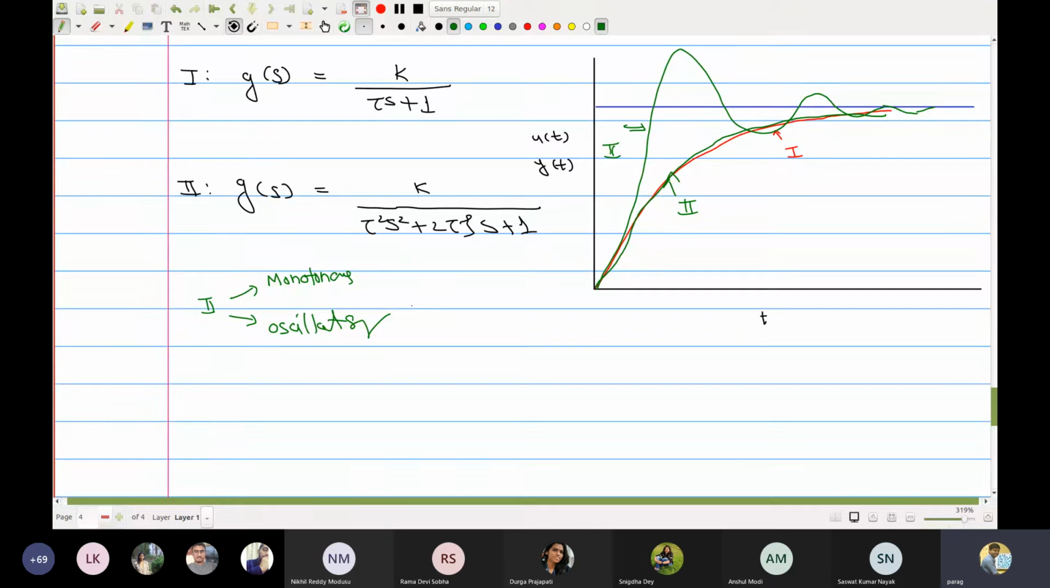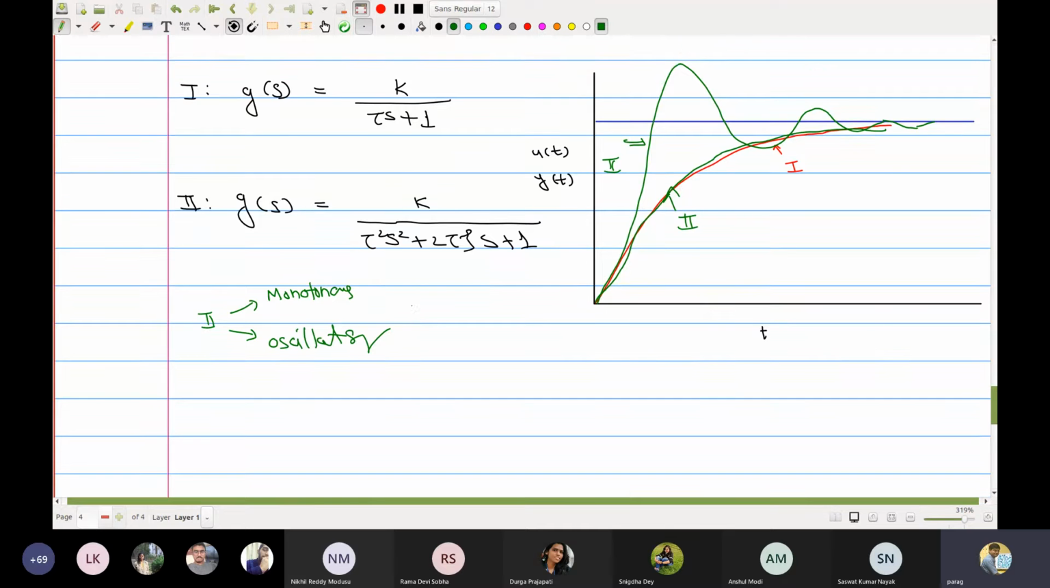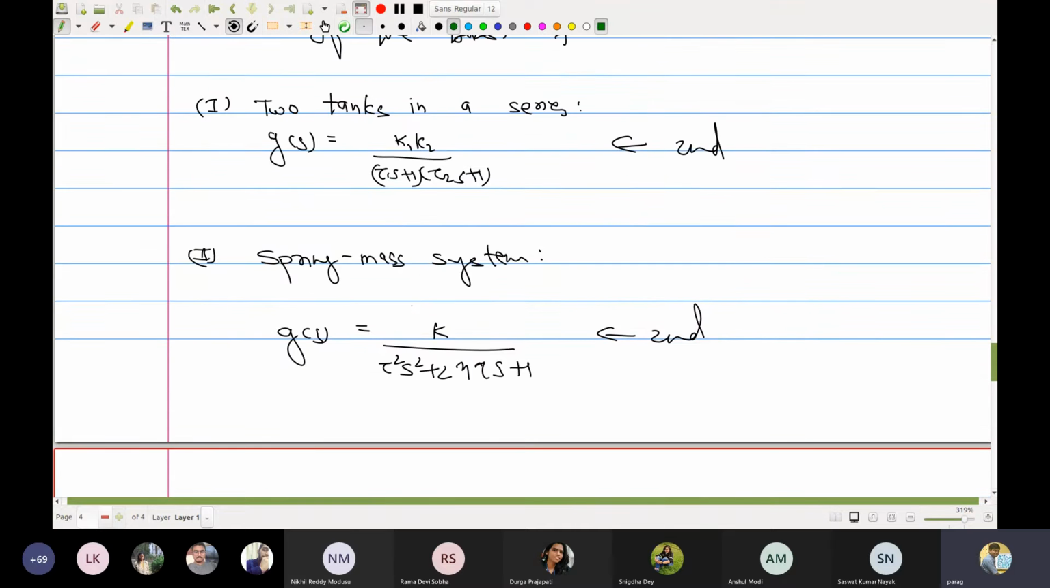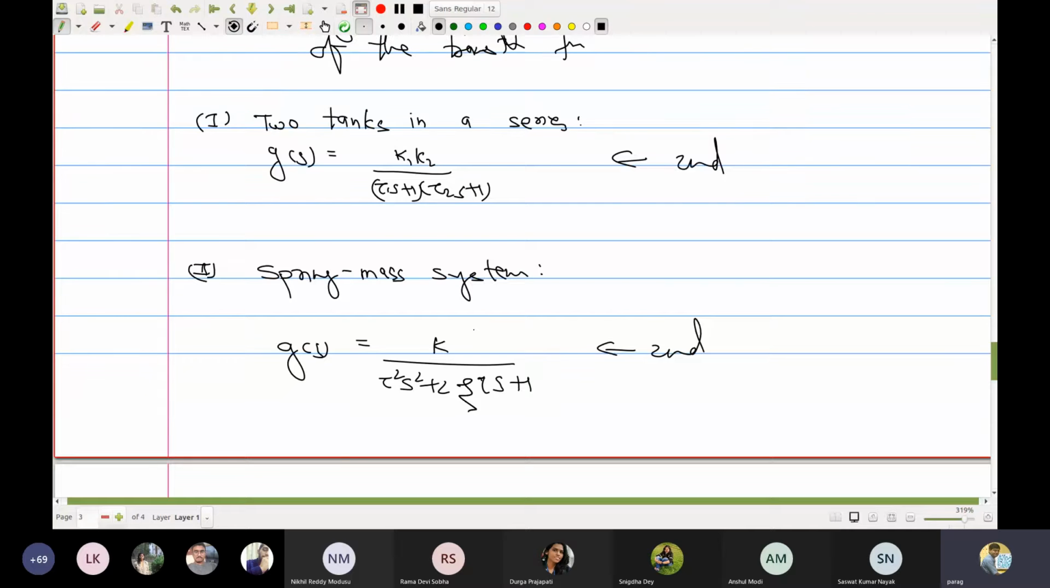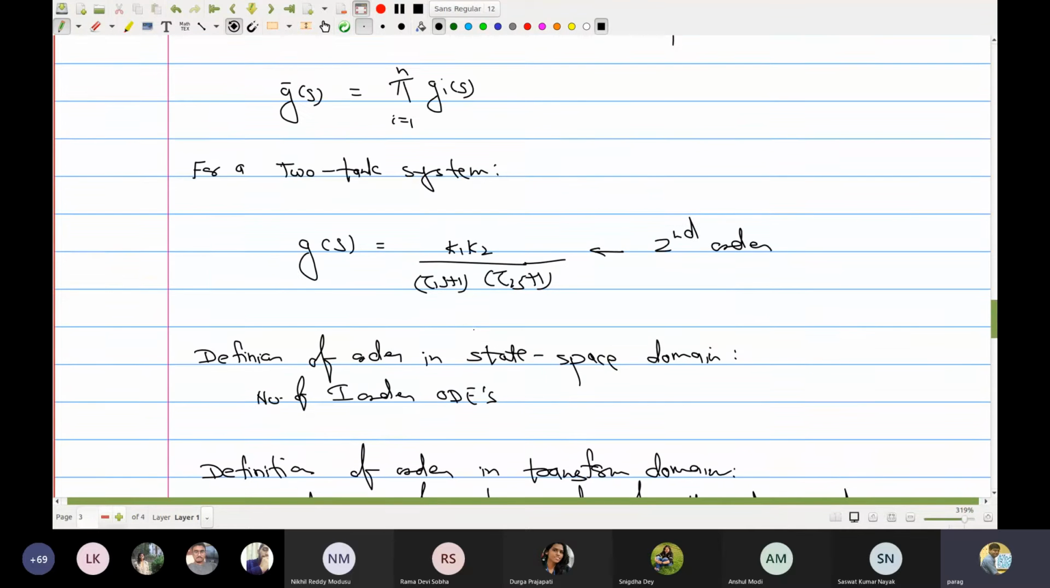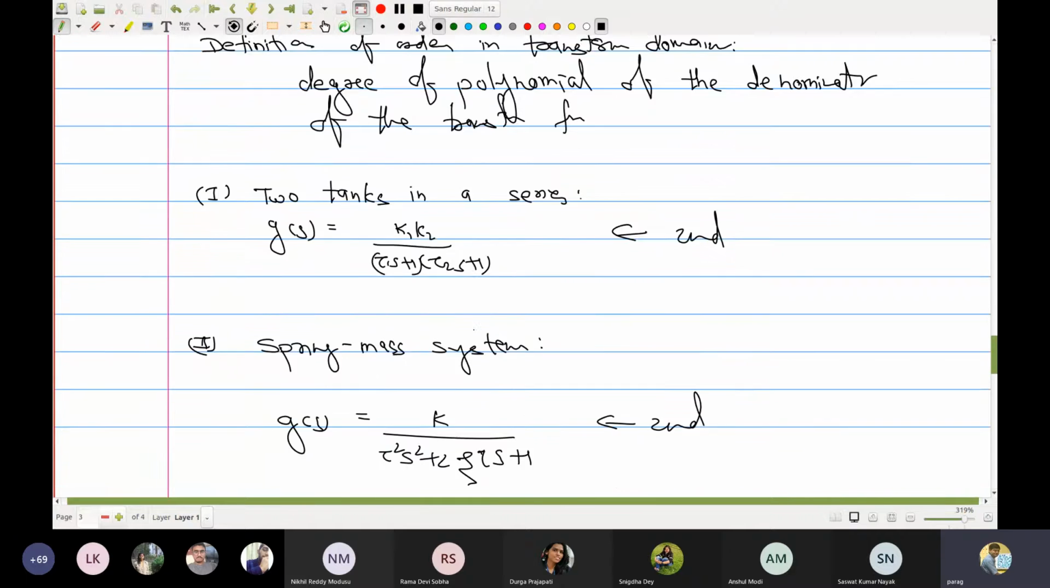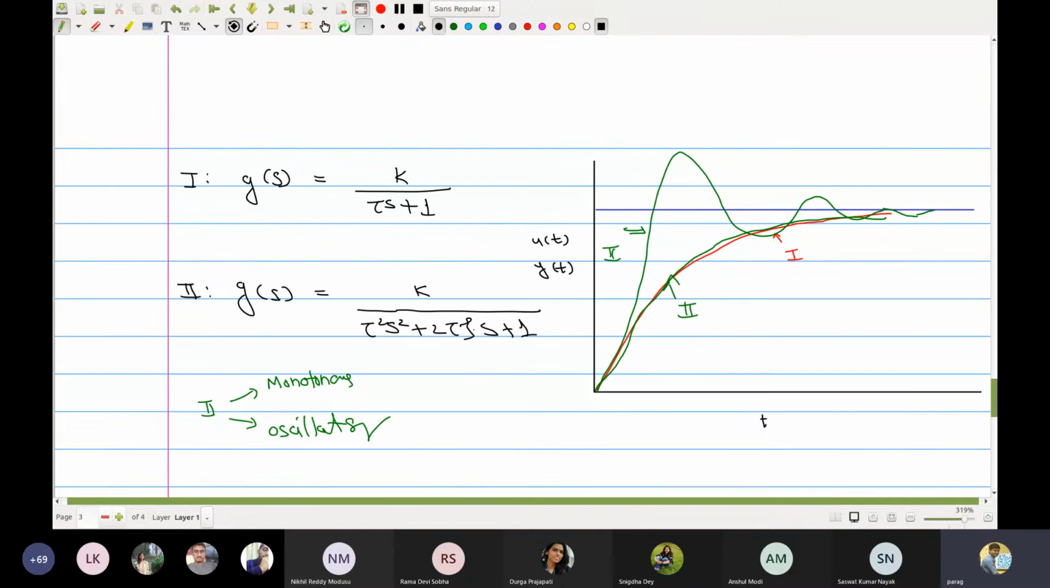So even in transform domain modeling you see something very similar. But now the question is, what is the comparison between these two? K1 K2 upon tau s plus 1 tau 1 s plus 1 tau 2 s plus 1 and K times tau squared s squared plus 2 zeta tau. Yes, that's correct. We should not confuse ourselves with the notation. It should be zeta. And what about here? Yeah, zeta tau s plus 1. Yeah, here it is correct.